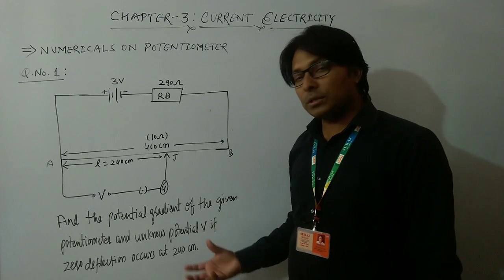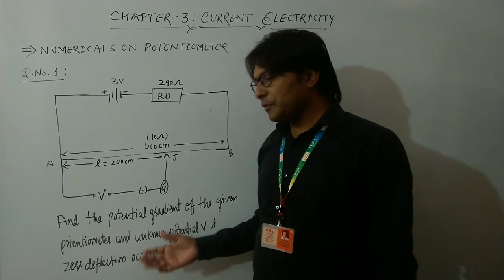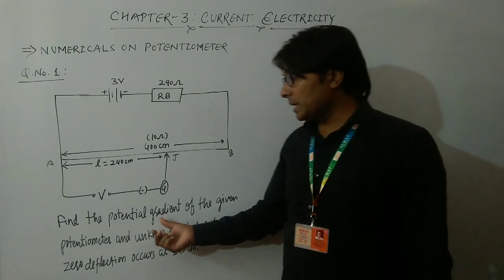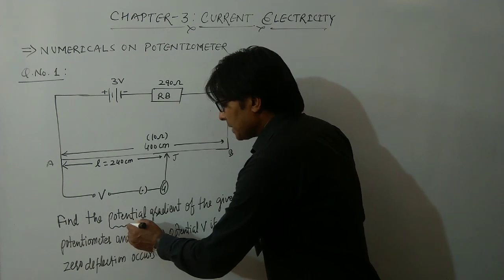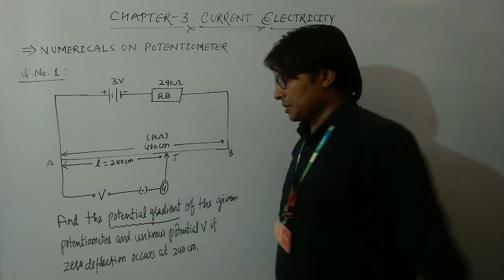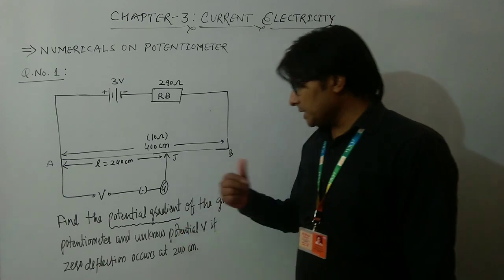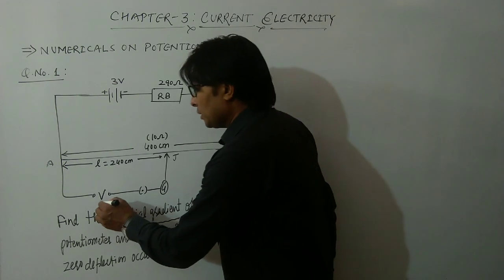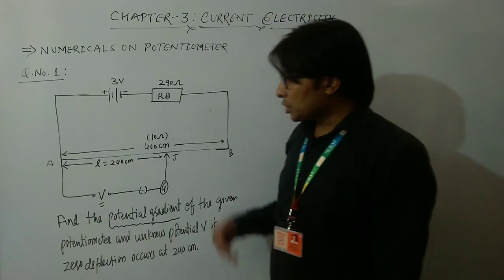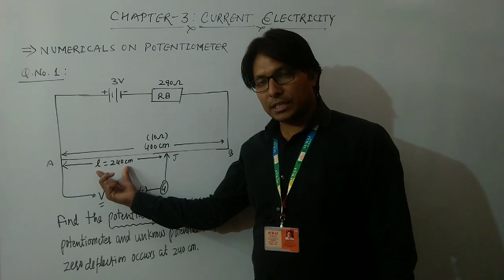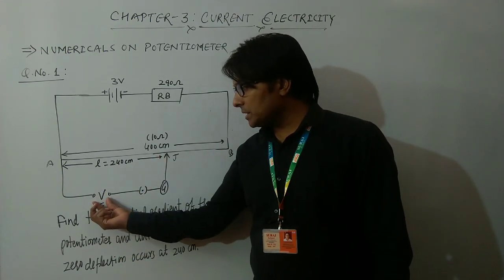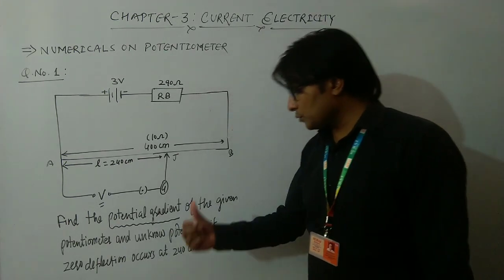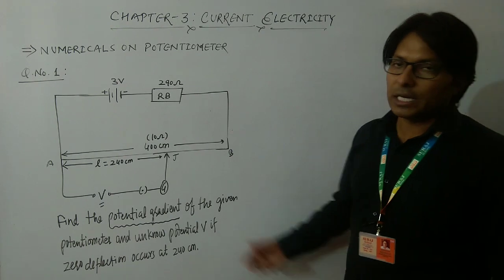In this we have to find out the potential gradient, but even if it had not been asked, you would have to find out the value of potential gradient, because this is the main parameter of any potentiometer. So we have to find the potential gradient of this given potentiometer, and the unknown potential V. This is the unknown potential corresponding to which the balance length is 240 centimeters, so we have to find the value of this EMF, if zero deflection occurs at 240 centimeter, which we have already elaborated.